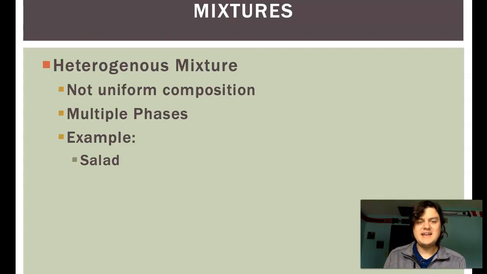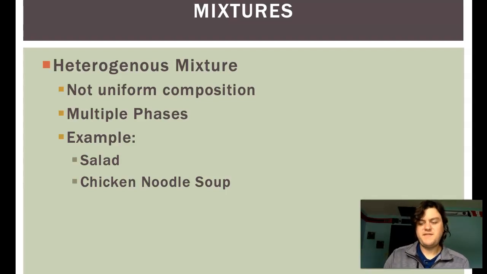The lettuce has uniform composition within itself. The tomatoes have uniform composition. Each of those individual components has uniform composition. Another example is chicken noodle soup. There's the chicken, the broth, the carrots, and the noodles. Each of those four individual components is a phase.